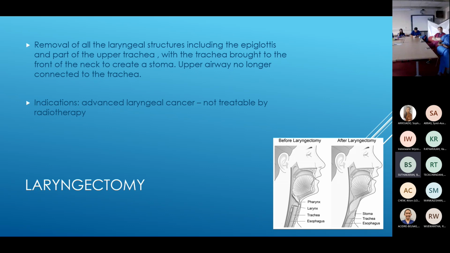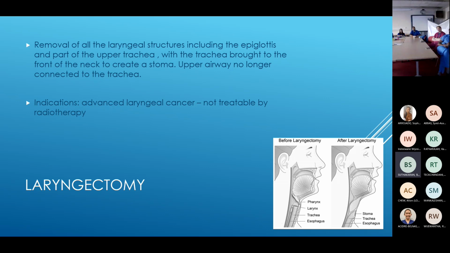We also have laryngectomy, so I'll briefly touch on this. Laryngectomy is when you remove all the laryngeal structures, the epiglottis and part of the upper trachea, and then the trachea is brought to the front of the neck to create a stoma. So with a laryngectomy, you have no connection from the mouth or the nose to the lungs. So your traditional ways of airway manipulation wouldn't work.